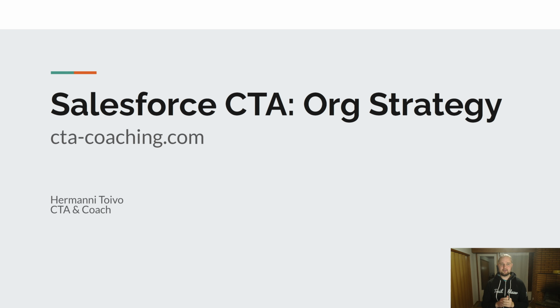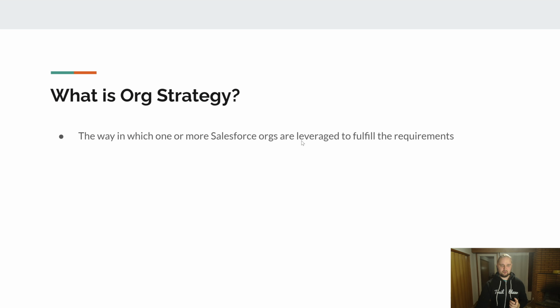Today, we're going to learn about the Salesforce CTA org strategy part and how we go about that in this exam. So, what is org strategy? Org strategy is basically the way that we leverage Salesforce orgs to fulfill our requirements. That could mean we have one Salesforce org, many Salesforce orgs, one Experience Cloud site, many Experience Cloud sites, and how that plays together in our overall solution.